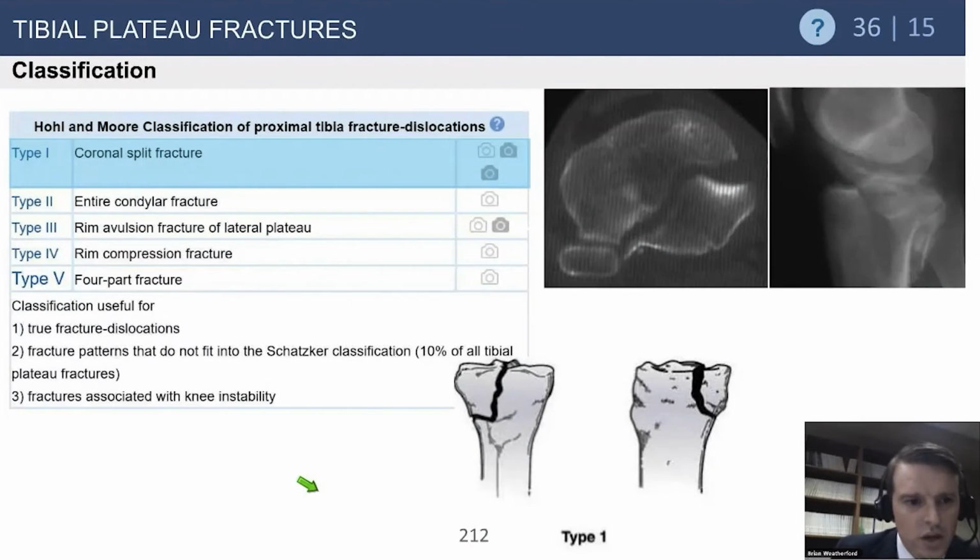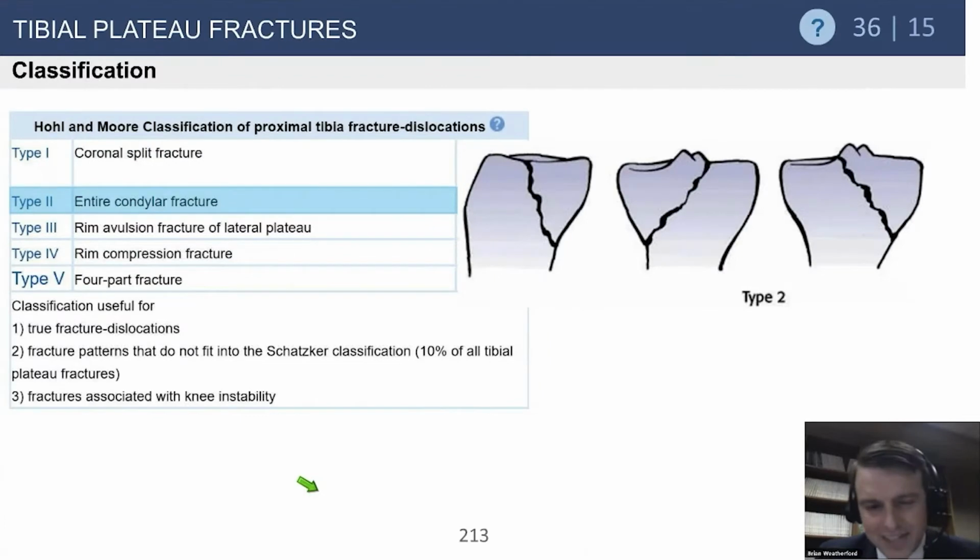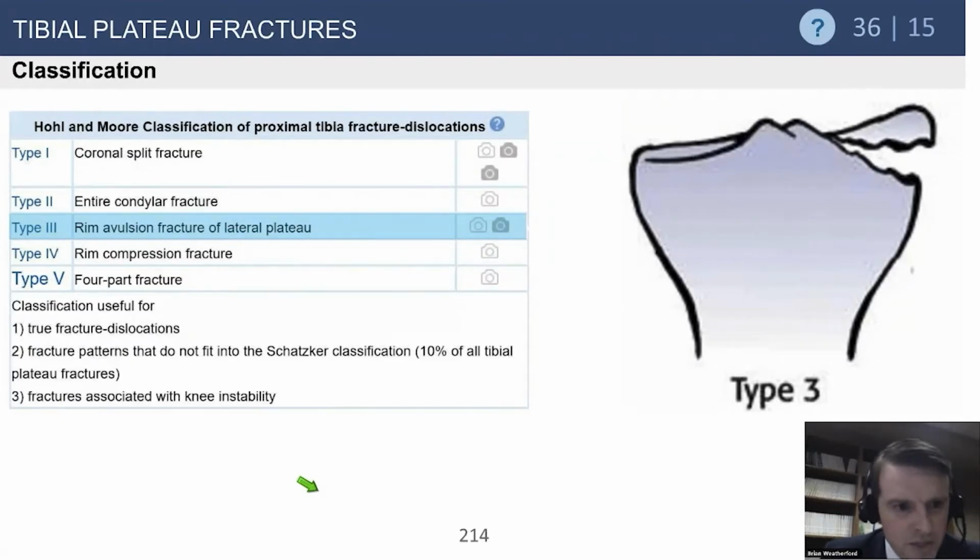Okay, so the Moore classification. This is more for proximal tibia fracture dislocations. You'll see these posterior coronal shearing type fractures. A type 1 is a coronal split fracture. So you'll see injuries like this from time to time where there's essentially a posterior fracture dislocation of the knee. It doesn't really neatly fit into any of the Schatzker classifications, which is more of a coronal plane-based imaging.